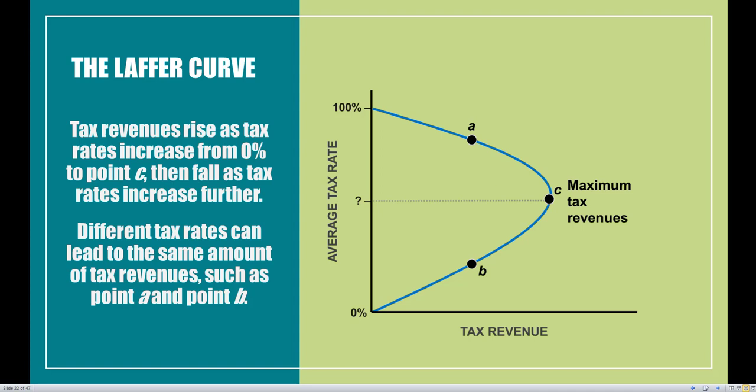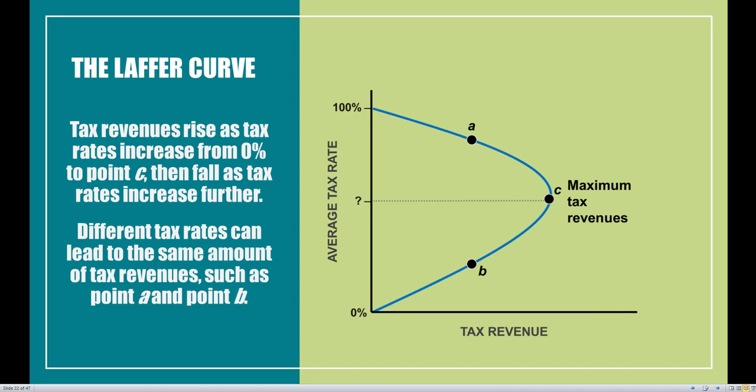We have the average tax rate on the vertical axis, which goes between 0 and 100%, and the tax revenue, which goes on the horizontal axis. It tells us exactly how much revenue the government is collecting in taxes. And with all of this, we notice that there are some points where we have very high tax revenues, and then there are some tax rates that give us very low tax revenues.